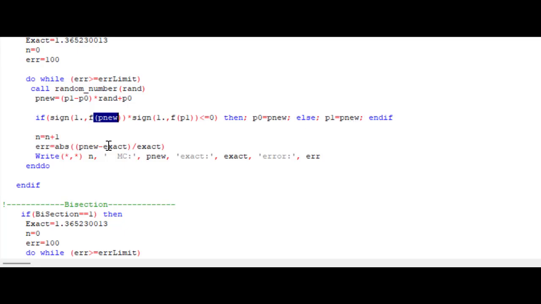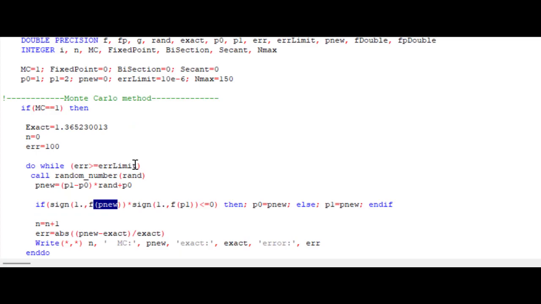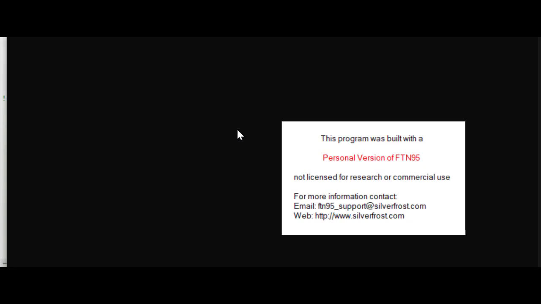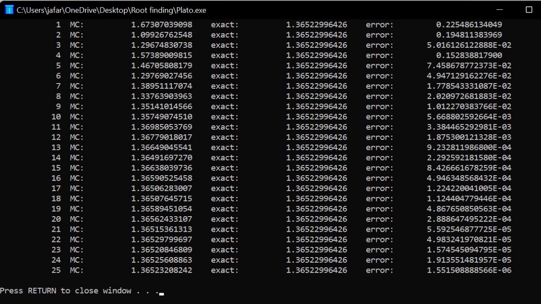Okay, this is the error, the relative error, and this part writes the result on the screen. Let's run the code using 150 random numbers. Okay, you see here this is the converged value of the numerical root. This is the exact value, and we can see the variation of the relative error.